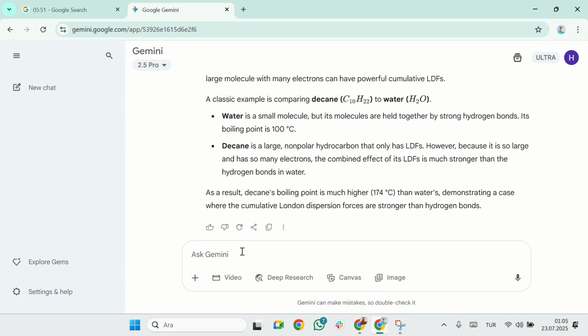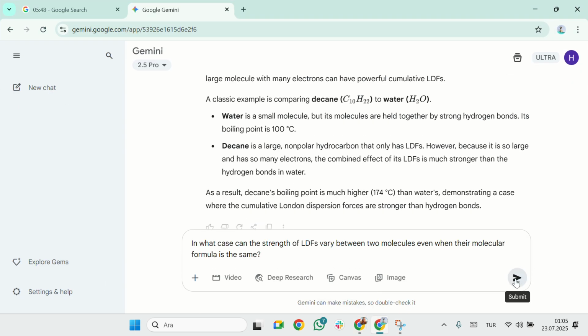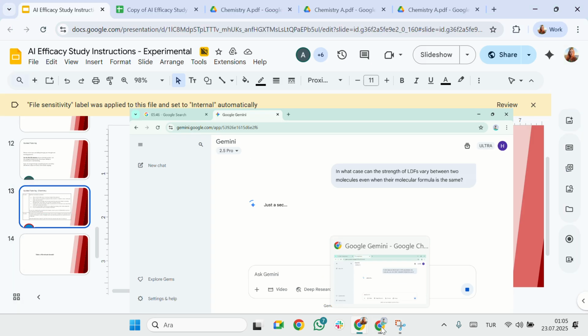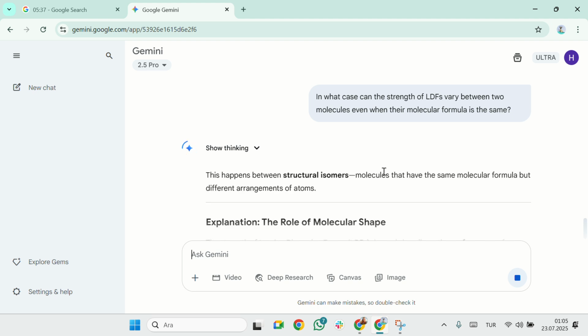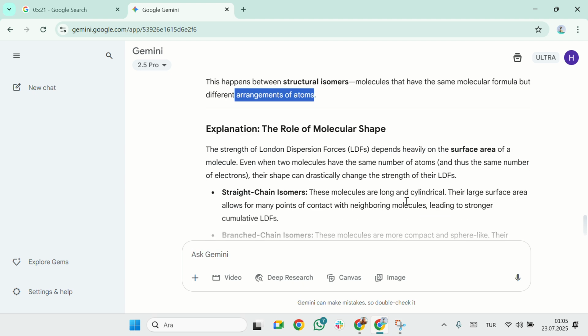Let's ask this now. I have 5 minutes left. In what case can the strength of LDFs vary between two molecules, even when their molecular formula is the same? Isomers. This happens between structural isomers, which means molecules that have the same molecular formula but different arrangements of atoms in space, I think.